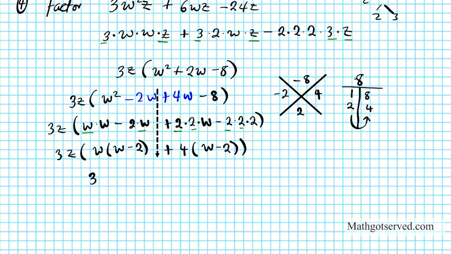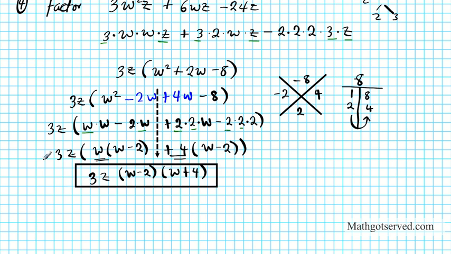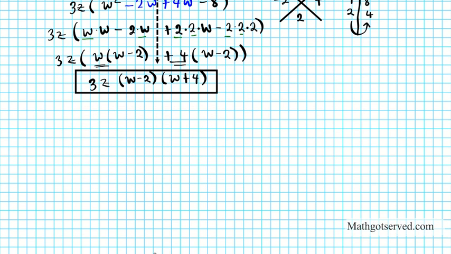So we have 3z times w minus 2, and then the stuff on the outside, w and positive 4, you bring them together, w plus 4, and there goes your final answer. Okay? Alright, so there goes the factor form. Now let's move on to question number 5.